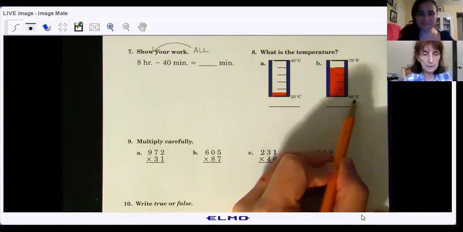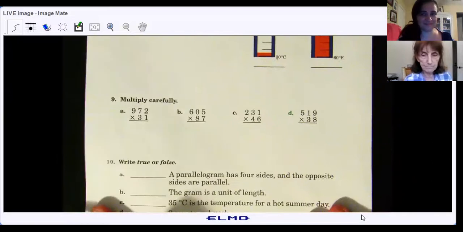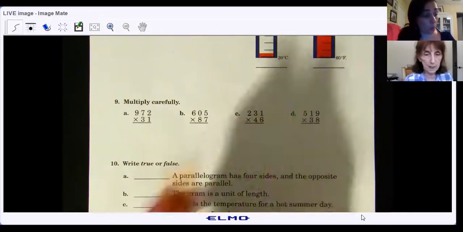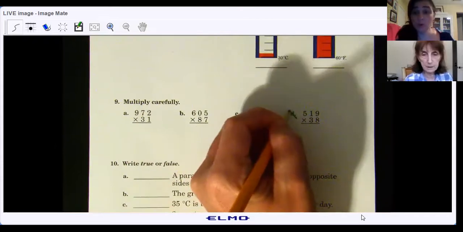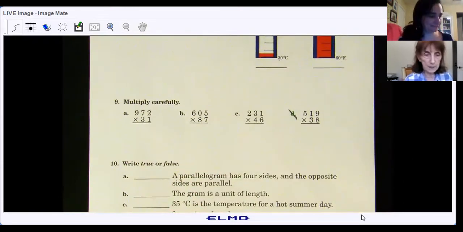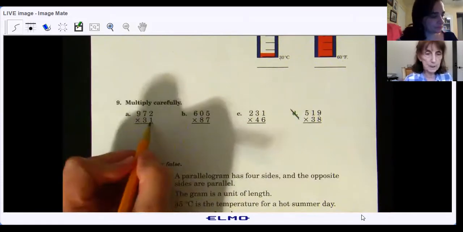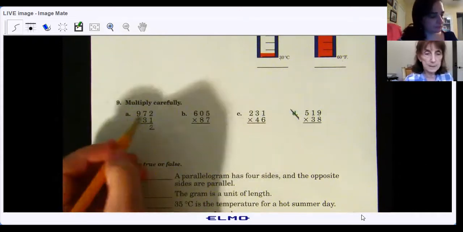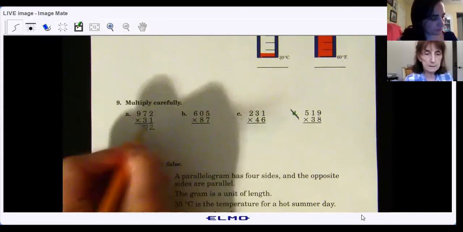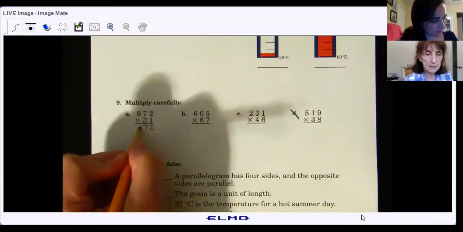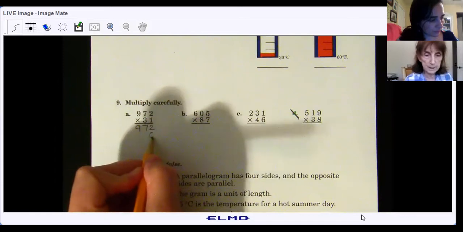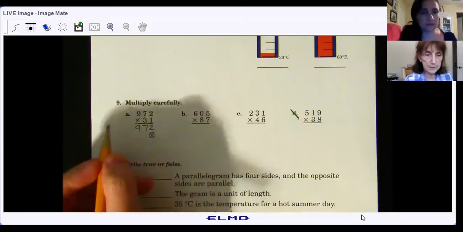All right, look at number 9. Okay, we are going to cross out D. You do not have to do D. No D. All right, and you're going to multiply. Let's do the first one, just so you remember. 1 times 2 is 2. Remember, always start in the ones column. 1 times 7 is 7. 1 times 9 is 9. Now, no more ones. You're going to put your 0 and put an X through it. All right, we're done with the ones column.